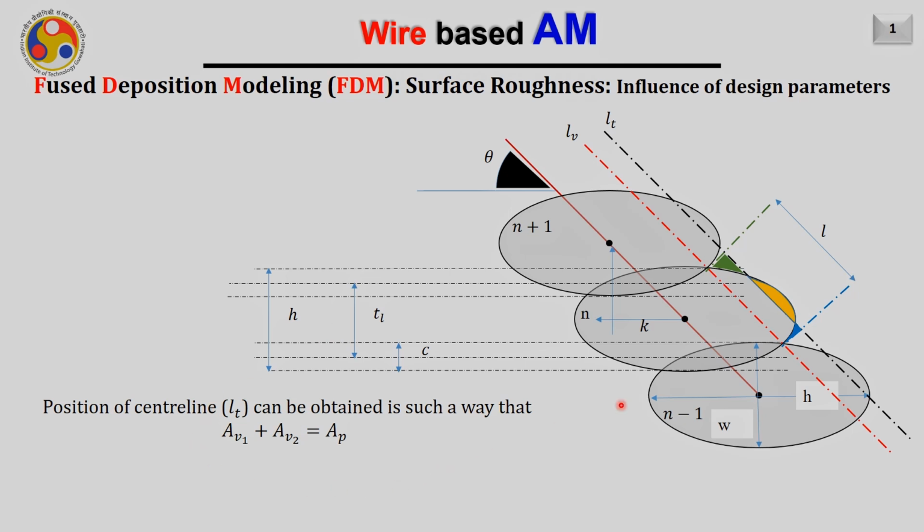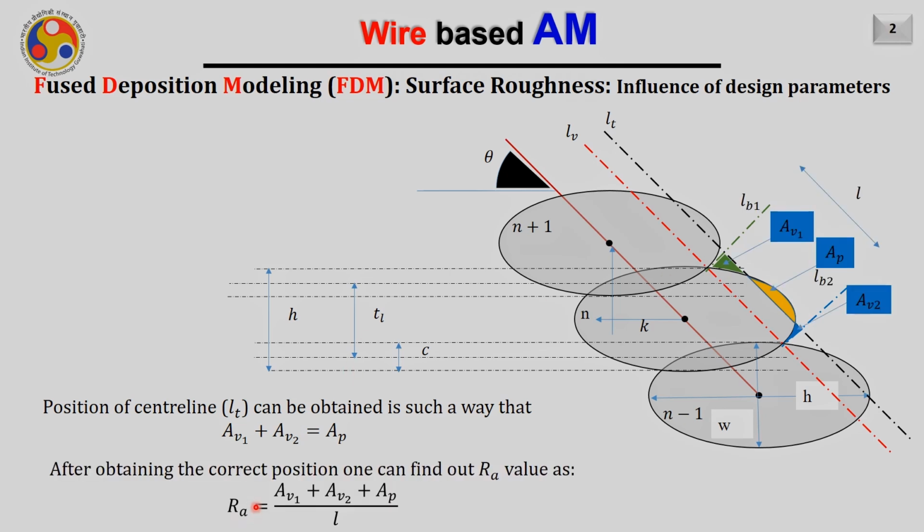And once we know the value of these areas, we will make sure that this line LT, which is parallel to LV, is positioned in such a way that the summation of green area plus blue area is equal to the yellow area. Once we know that, it is very easy for us to obtain the value of the roughness. Then in that case, the Ra value can be given as the area AV1 plus area AV2 plus area AVP divided by the sample length.